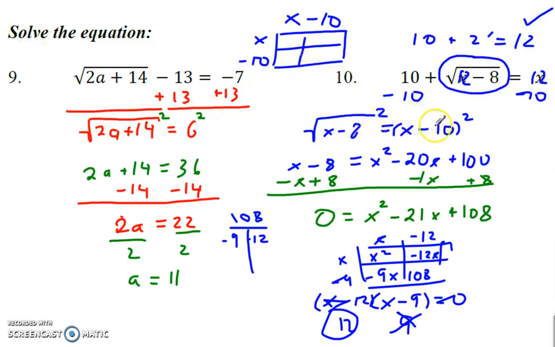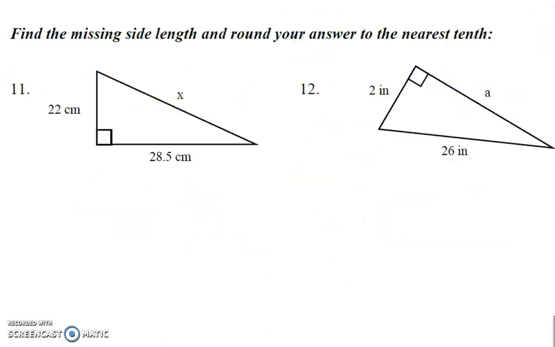Okay, go back and practice, especially this section right here. That's where I see a lot of mistakes happen. Alright, find the missing length. The first thing we need to determine is which side is C. Okay, this is C, this is C.